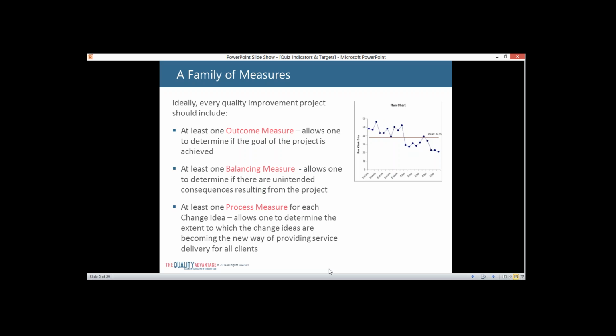And finally, there should be at least one process measure for each change idea. Generally, a quality improvement project includes more than one change idea, so one process measure for each of those change ideas. And what these measures do is allow us to determine the extent to which the change ideas are actually becoming the new way of providing service delivery for clients. Or in other words, how much uptake is there of the new way of doing things by all staff for all client encounters.